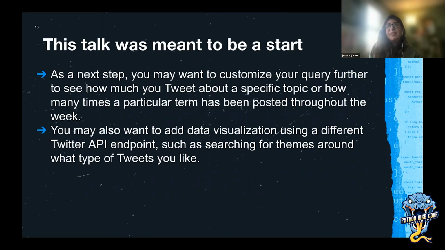And we have some query builder guides inside of our documentation that have really helped me in this process as well. You also might want to know how many times a particular term has been posted throughout the week. You might also want to not use that endpoint. For example, you might want to add data visualization to a different Twitter API endpoint, or even something that's not related to the Twitter API. Like you might want to search for themes around what types of tweets you like. And that's something that you can do as well with a similar code sample. So that's something to keep in mind.